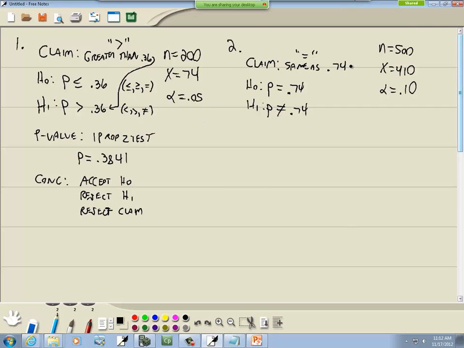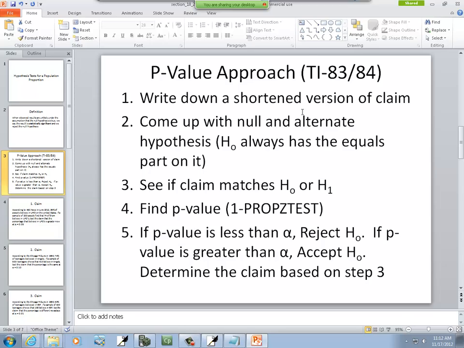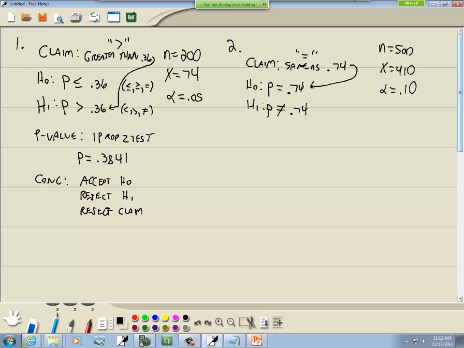Well, on this one, step 3, our claim matches H naught. Because this is equals, this is equals. Remember, the only symbols you can put on H naught are less than or equal to, greater than or equal to, or equal to. Only symbol you can put on H1 is less than, greater than, or not equal to.